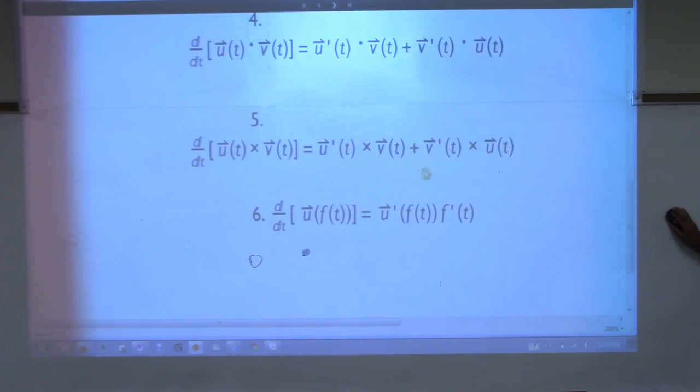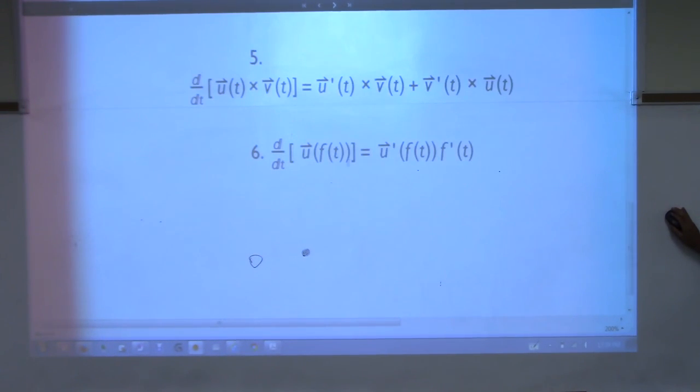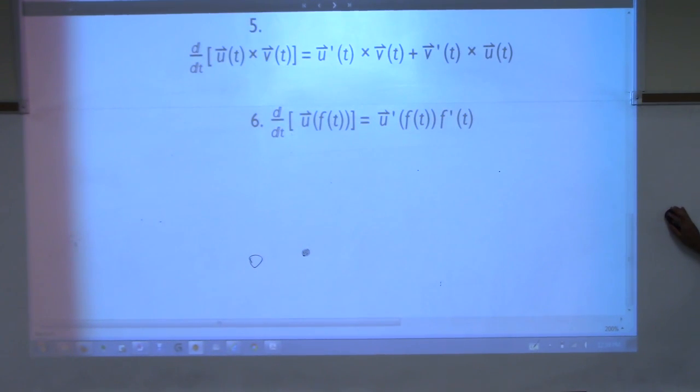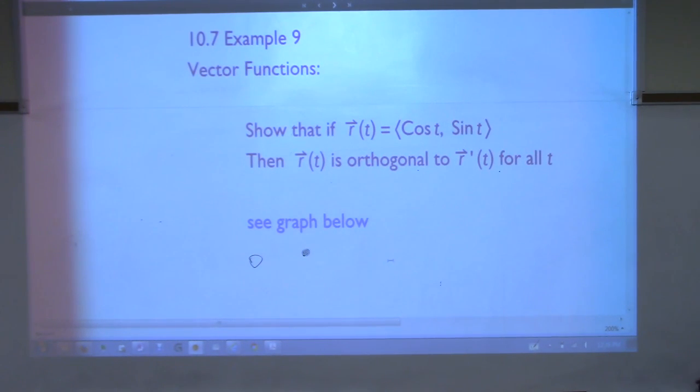And then there's one for the cross product, and it's the product rule again, with cross products. And then we have the chain rule. All that note is about is just letting you know that when you take derivatives, everything works as normal, as expected. All right, I'm just about out of time.